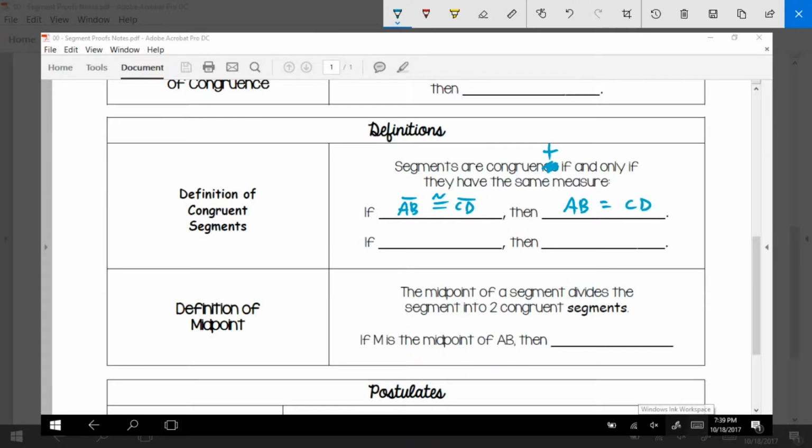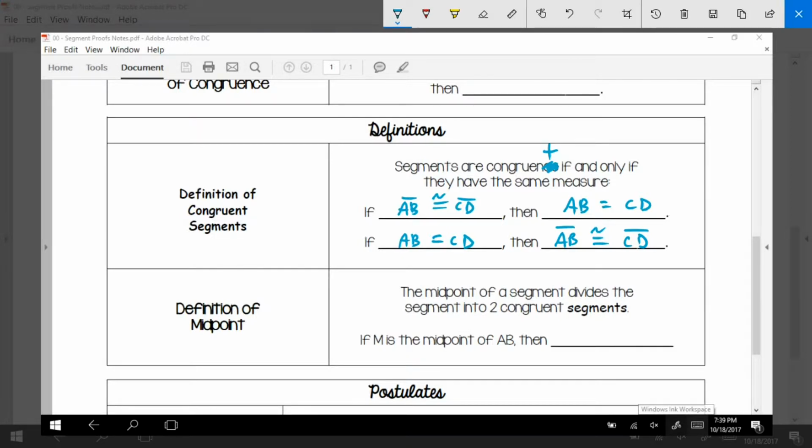Remember, when we're using the equal sign, we're talking about the measure, the length, and we don't need to put the segment symbol over the letters. But when we're talking about the shape, congruence, we're going to make sure we write the symbol over the letters. And that means also if AB equals CD, this is talking about the length because I used the equal sign and didn't use the symbols, then AB is congruent to CD. So it goes both ways. If AB is congruent to CD, then AB equals CD. If AB equals CD, then AB is congruent to CD.